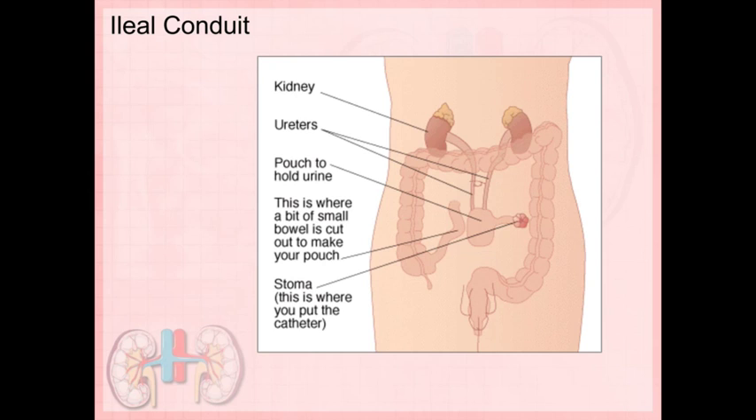Urine flow is diverted to an isolated loop, with one end of the loop brought out to the abdominal wall through a stoma, and urine is collected into a drainage bag.